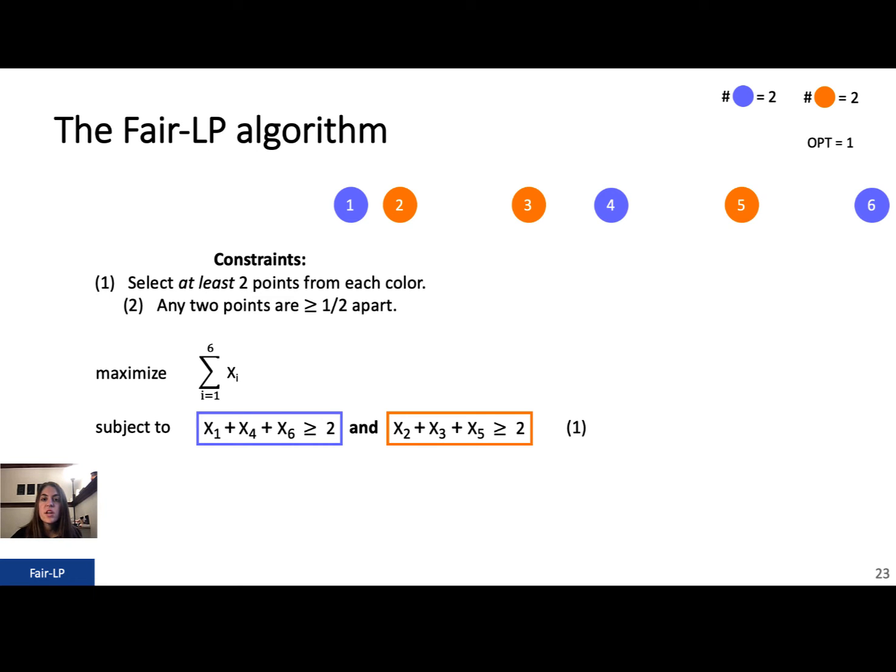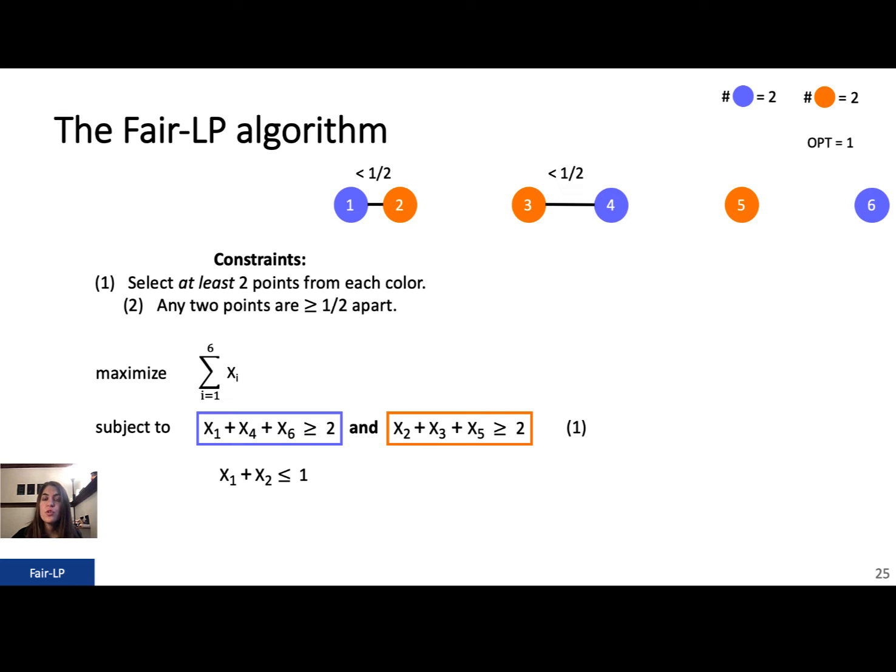Let's now see the second constraint. We want any 2 points to be at least half apart. Since the optimum diversity is equal to 1, this requirement essentially leads to the 2 approximation guarantee of the FairLP algorithm. So let's now connect with an edge the pair of points that are less than half apart. So points 3 and 4 here in this example are connected with an edge, which means that they are less than half apart. The same goes for points 1 and 2.